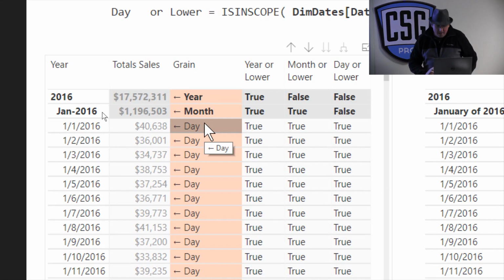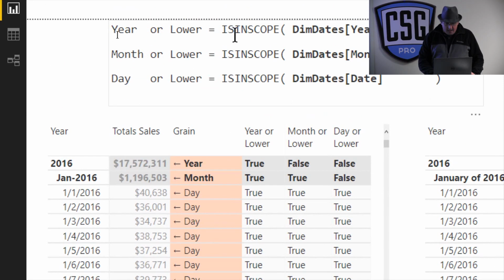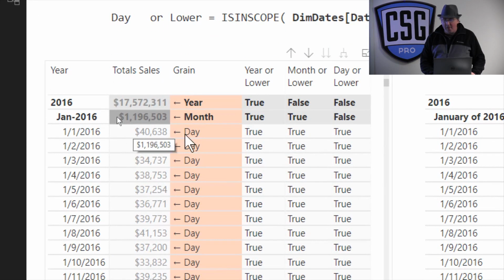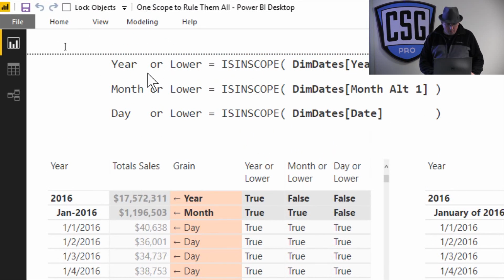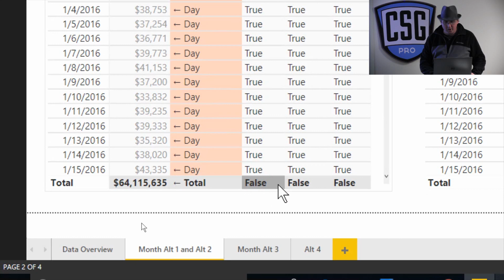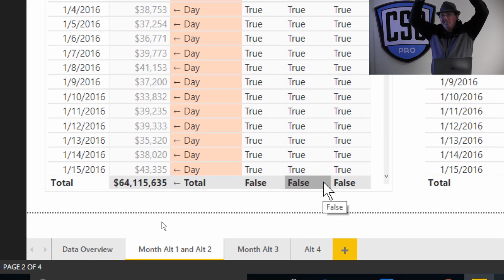The entire idea behind this ISINSCOPE function is that it works like this. You say ISINSCOPE and you give the column, and it tells you whether you are at that level or lower. So here we've got year or lower, that measure right there: ISINSCOPE, dim dates, year. And sure enough, at the year it says yep, we're in scope. At the month, we're below a year, so we're still in scope. At the day, we're below a year, so we're still in scope. But if you go all the way down to the grand total, it says nope, at the grand total we are no longer in scope. So the grand total is the highest level, then it goes year, month, day.